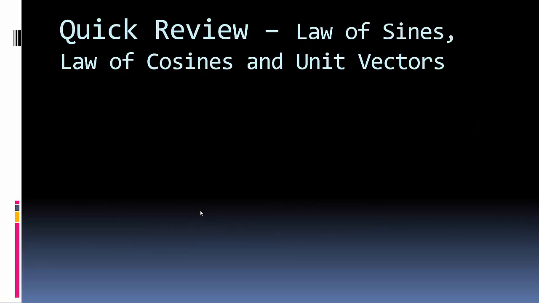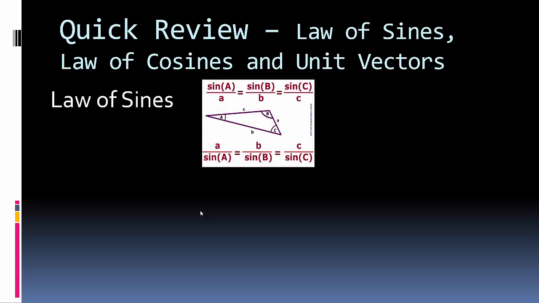I'm hoping this is a review, not the first time you've seen this, and I'm not going to spend a lot of time on it. Law of sines. What is the law of sines? Well, the law of sines says that the sine of the angle A over the magnitude of its opposite side is equal to the sine of this angle over the magnitude of this, is equal to the sine of this angle over the magnitude of that. Or you can flip it all on its head and put the magnitude over the sine and so on. That's the law of sines.